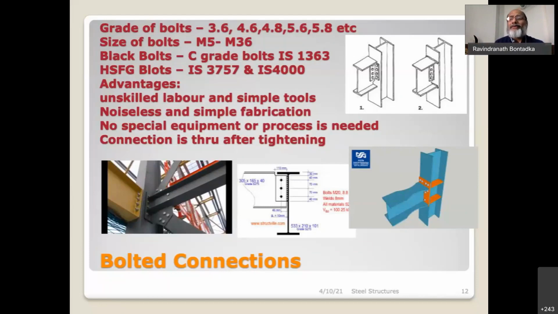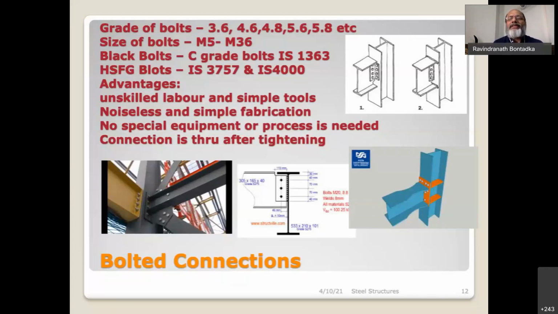What are these 3.6, 4.6? It is the first digit, 3 or 4. In the 4.6, the 4 refers to the ultimate strength of that bolt, and the next one gives you the ratio of yield stress to ultimate strength, which is 60%. For example, a 4.6 bolt refers to 400 newtons per millimeter square as the ultimate strength, and 60% of that is 240 as the yield strength. So these are the things we can see.